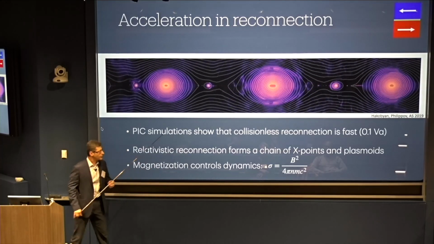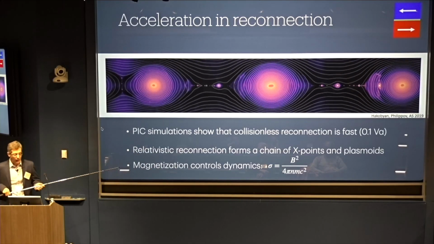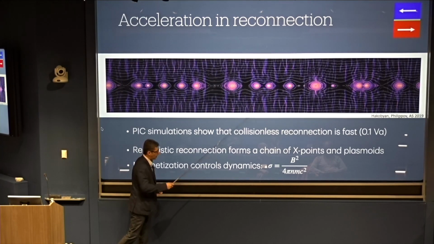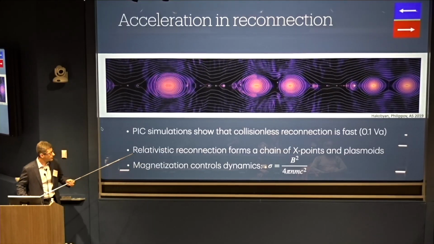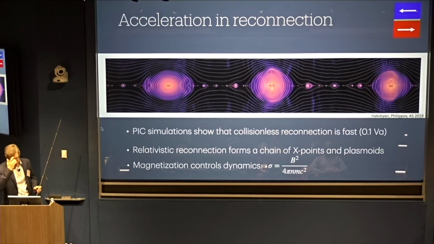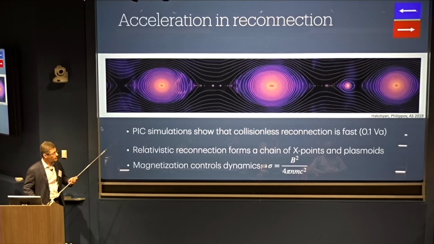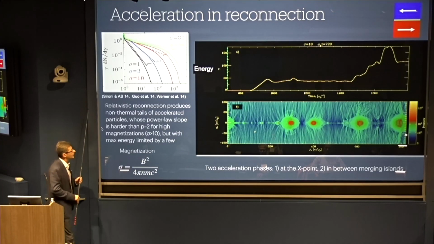So what determines whether you're relativistic or not? This is the parameter sigma, which we call the magnetization, the ratio of magnetic energy to rest mass energy. If magnetic energy went into the particles, particles would gain a significant gamma factor if sigma is much larger than 1. So strong magnetization implies relativistic particles. In that regime, we find that reconnection is typically very efficient at accelerating particles.